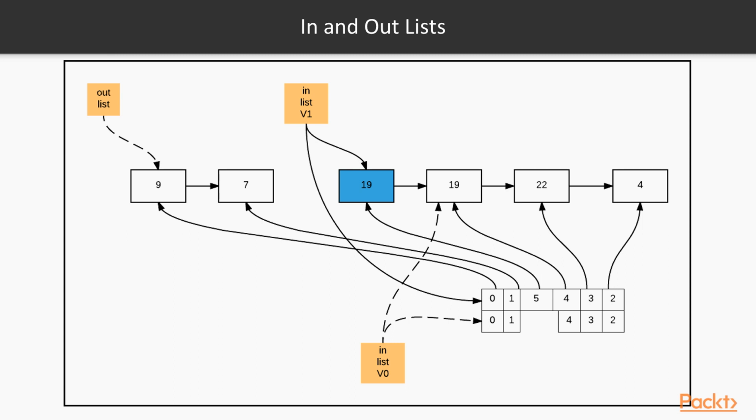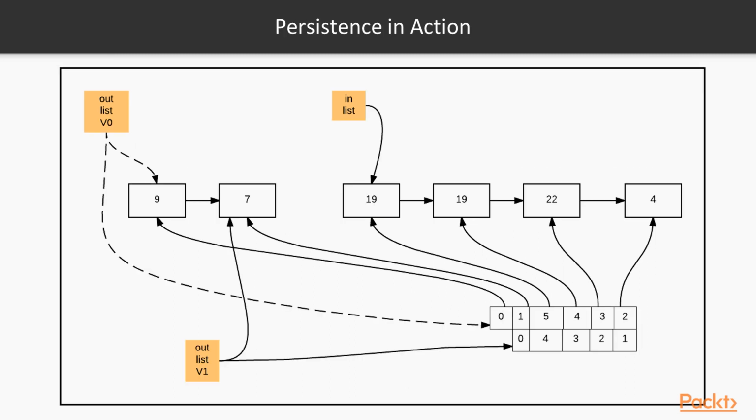The out list holds the elements that will be popped out. We just remove the head element and return it. The in list is where new elements are inserted, that is, prepended. As we've already seen, both list prepend and head removal are big O of 1. For example, given the preceding diagram, when we remove the element 9, we get another version of the persistent queue, V1. Have a look at this figure, which shows the persistence in action.